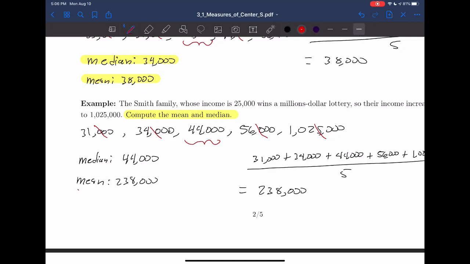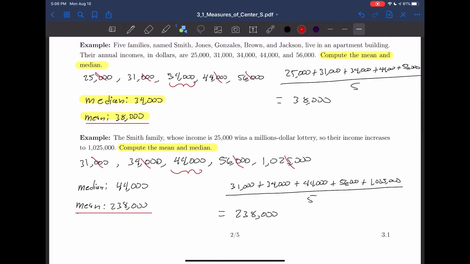Now notice that the mean from this example and the mean from the previous example are two drastically different values. And this is because the mean is very influenced by extreme values. And notice that the median relatively stayed the same. So we're going to talk about why this is.